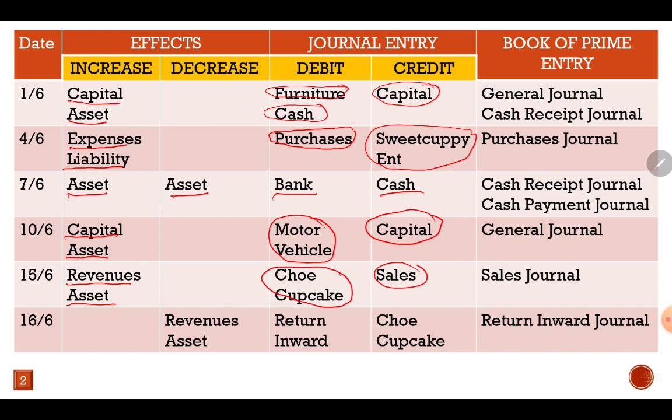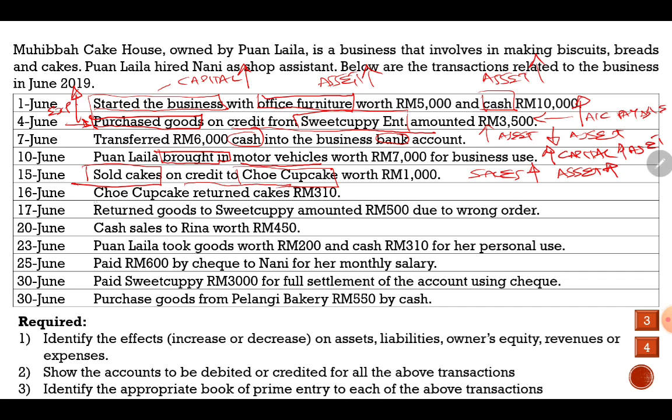Okay, on the 16th of June, Chloe Cupcake returned cakes worth 310 ringgit. Tadi dia beli, sekarang dia pulangkan balik. Why did Chloe return cupcakes? Because maybe the cupcakes did not meet their expectation. The goods are not according to their specification. Banyak sebab, return ni sebab barang rosak, barang tak ikut spesifikasi. So in this case, Chloe returned the goods. So it is the reverse of the previous transaction. Bila jual barang, sales increase or revenue. Yang ni revenue tadi.